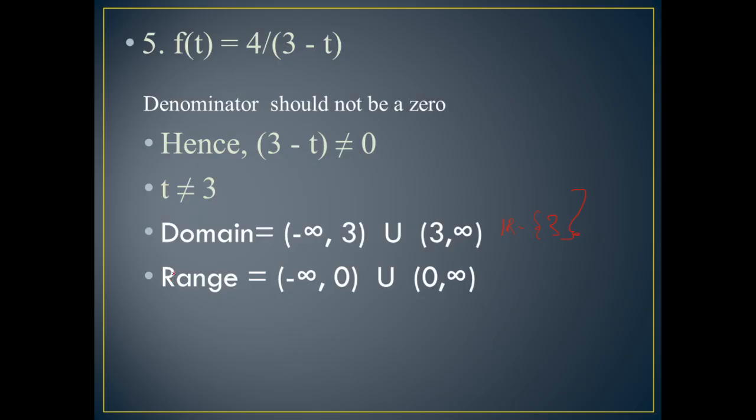And the range, that is when t equals 3, this term will be 0. So excluding 0, that output can be minus infinity to infinity, that is minus infinity to 0, that excludes 0, union of 0 to infinity. These are the domain and range of the different functions.